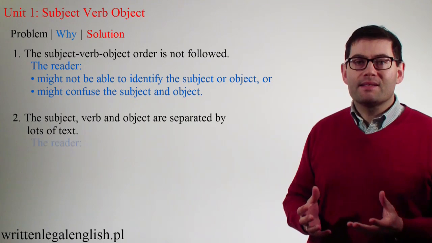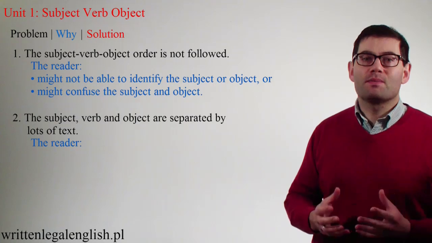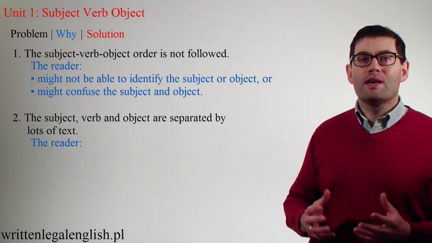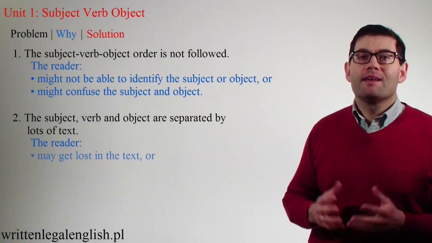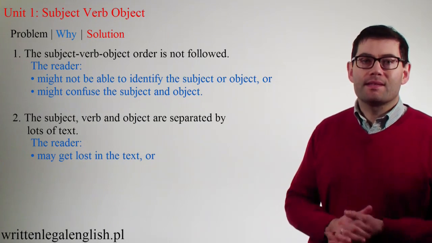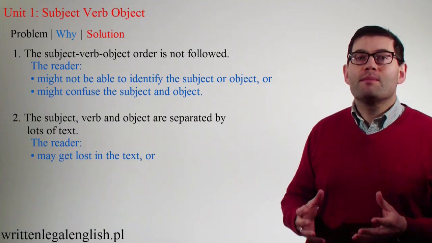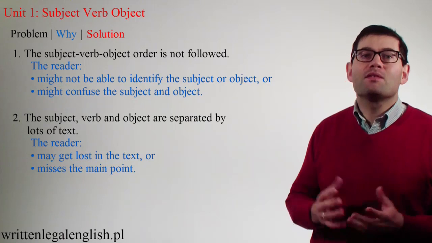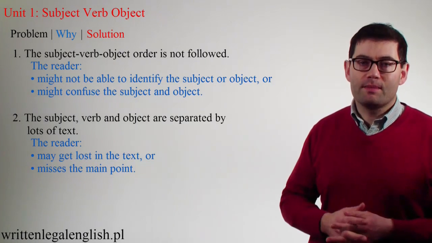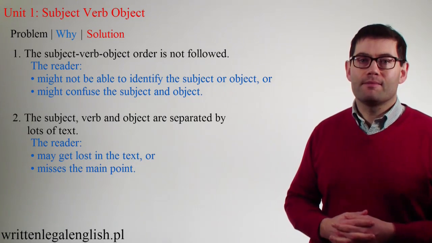When reading a text, the reader always tries to establish the relationship between the subject, verb and object. So, if you put lots of information between the subject, verb and object, the reader may get lost in the text. And in trying to find these three elements, the reader might then focus on the other information you've included and miss the main or central point that you're trying to make. Your message will not be communicated clearly.